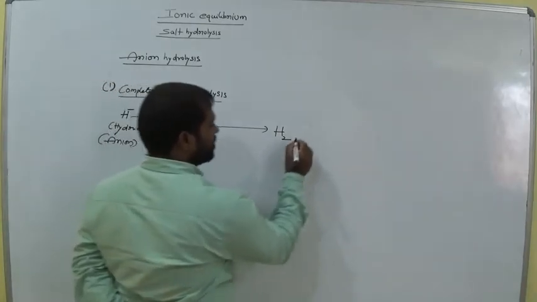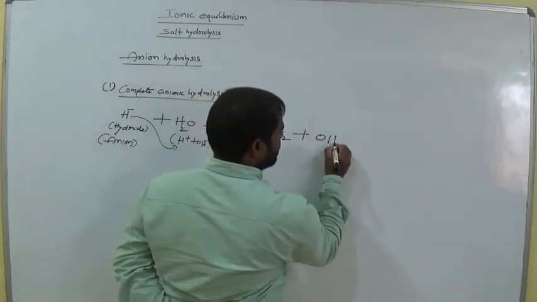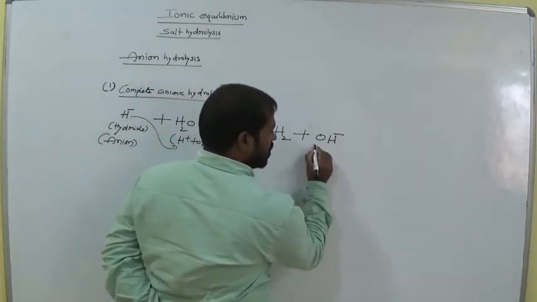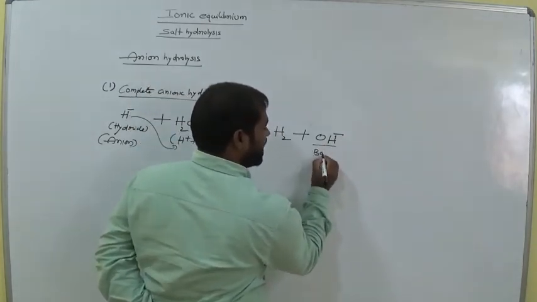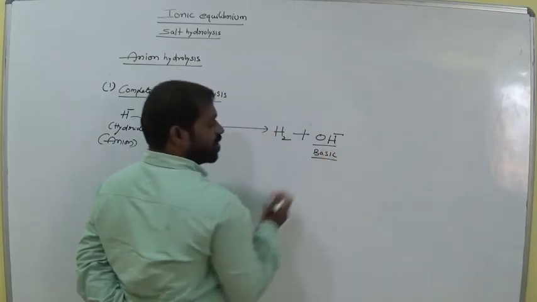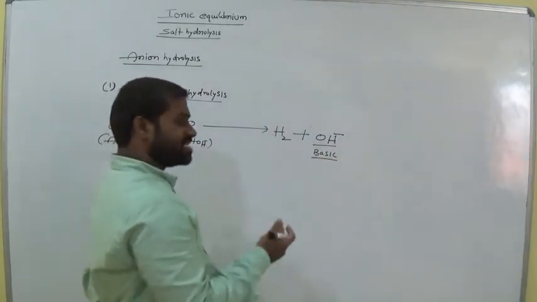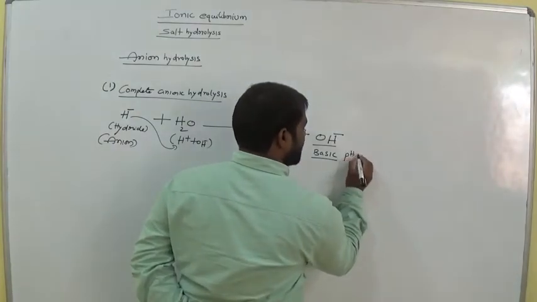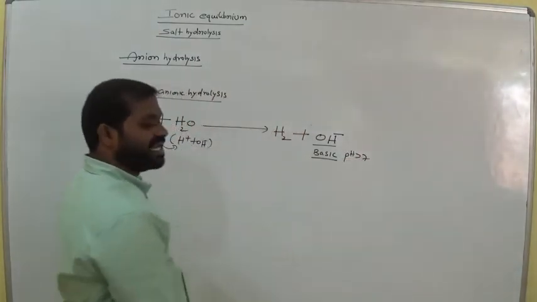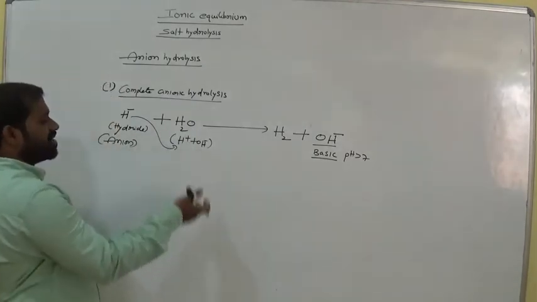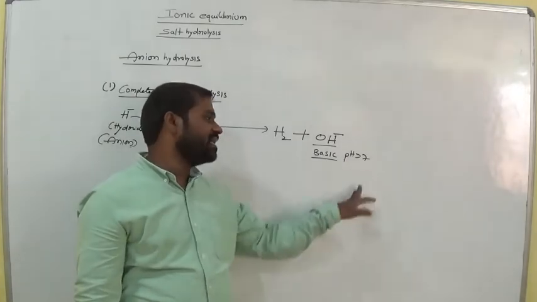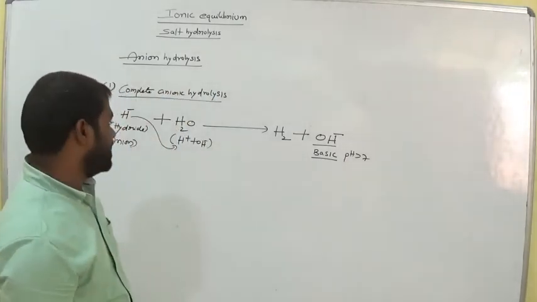Now what is the remaining one? OH minus, am I right? OH minus means basic nature or not? Now the solution consists of more OH minus, which means it is clearly basic, am I right? Excess OH minus is produced. This is basic, that means the pH value is greater than 7. Basic in nature. So that means the anion undergoes hydrolysis and produces more OH minus in the solution, that means pH is greater than 7. Okay.